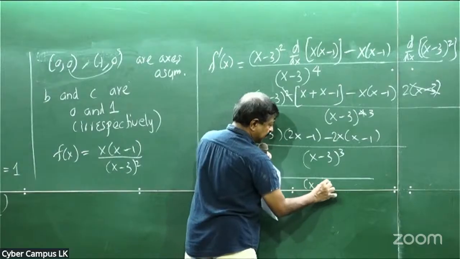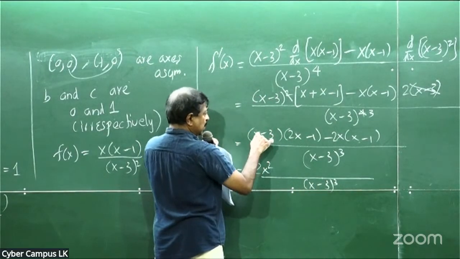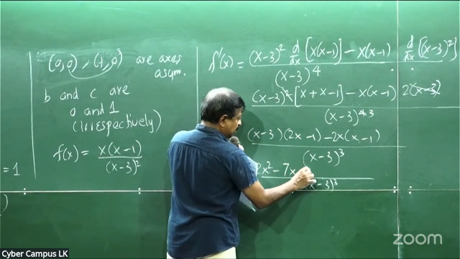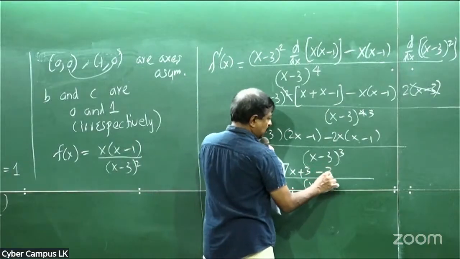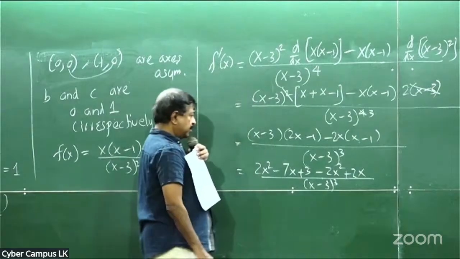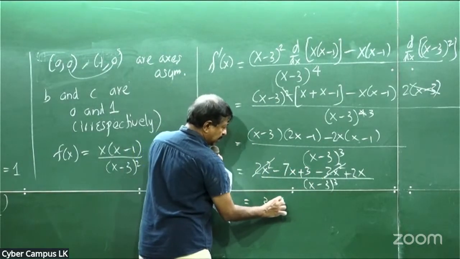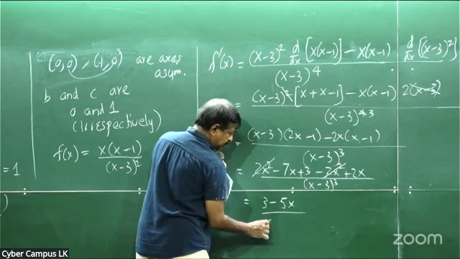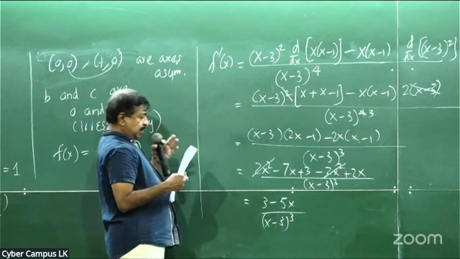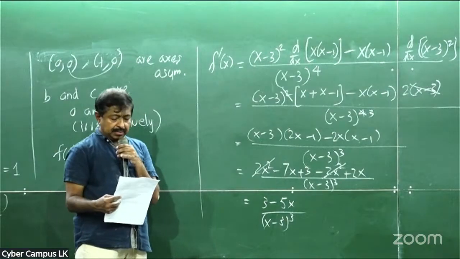Now you can simplify. Then you have minus 6 minus 6x minus 7x plus 3 minus 2x squared plus 2x. So you have 3 minus 5x. There's a little mistake there. The extra negative sign shouldn't be there.